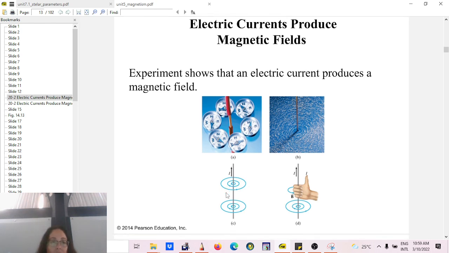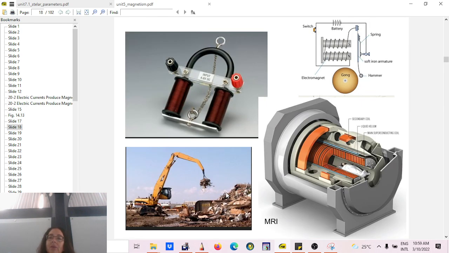So I'm going to stop here. Today I took my time, but you have so many applications. You see here, it's an MRI. MRI uses a huge magnetic field, and that's why it's so dangerous.